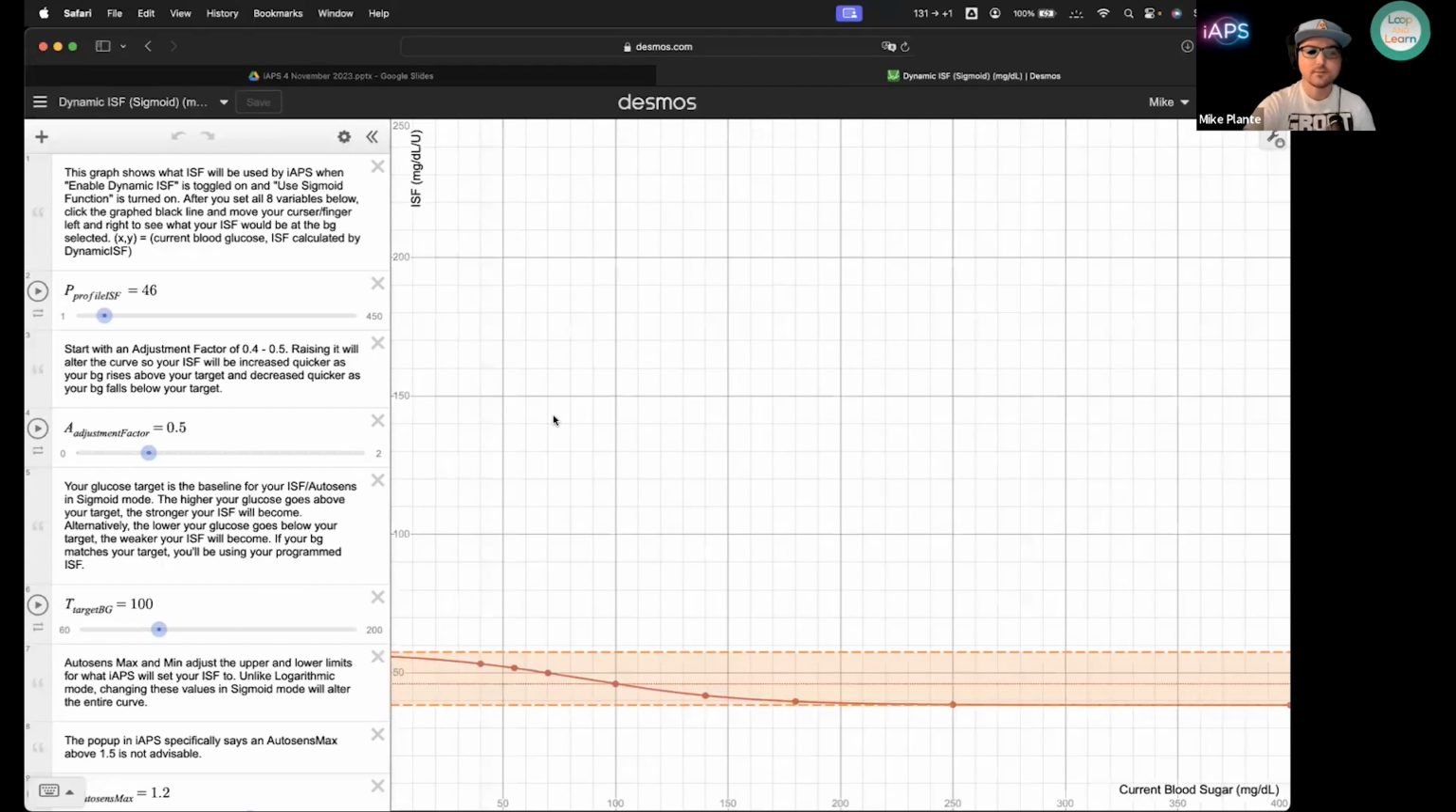So for Sigmoid, it's a completely different kind of approach, that Magnus and Teresa touched on last week. Logarithmic is kind of more trying to mimic what your body would actually do in a situation. So as your blood sugar gets higher, you're going to need more insulin, and as your total daily dose is increased, you're going to need more. So your ISF is going to become stronger. With Sigmoid, it's more about what your target blood sugar is and what your current blood sugar is. And so the further you are from your target, the more that Sigmoid is going to affect your ISF. It doesn't really care about your total daily dose much, though.